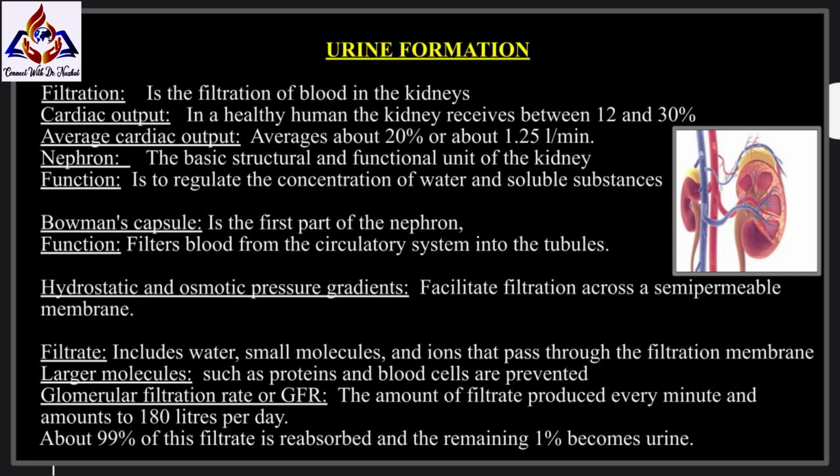The first step in urine formation is the filtration of blood in the kidneys. In a healthy human, the kidney receives between 12 and 30% of cardiac output, but it averages about 20%, or about 1.25 liters per minute.